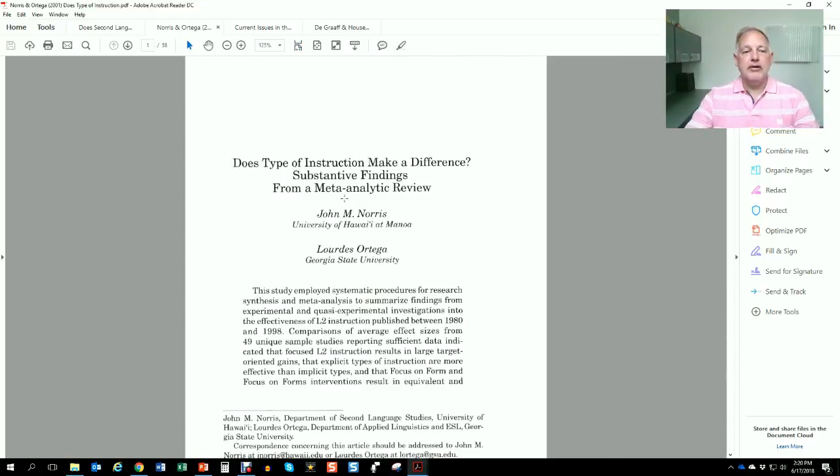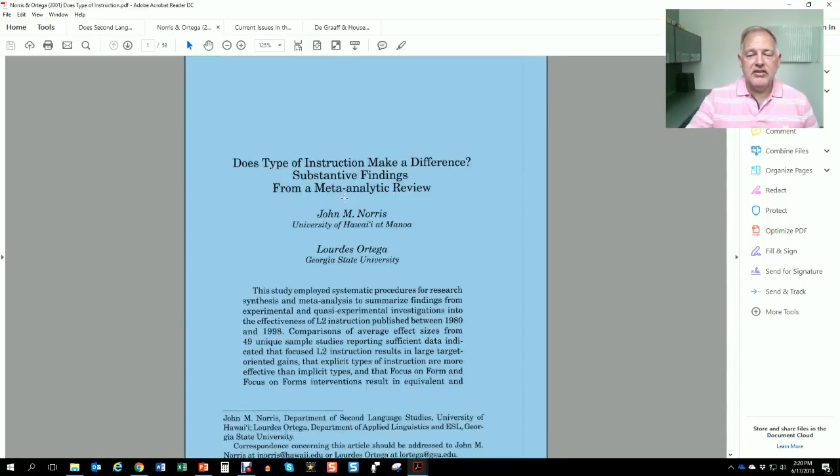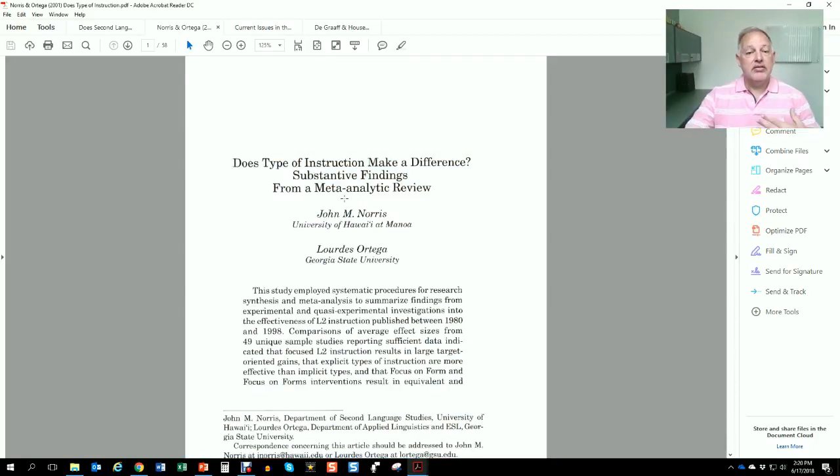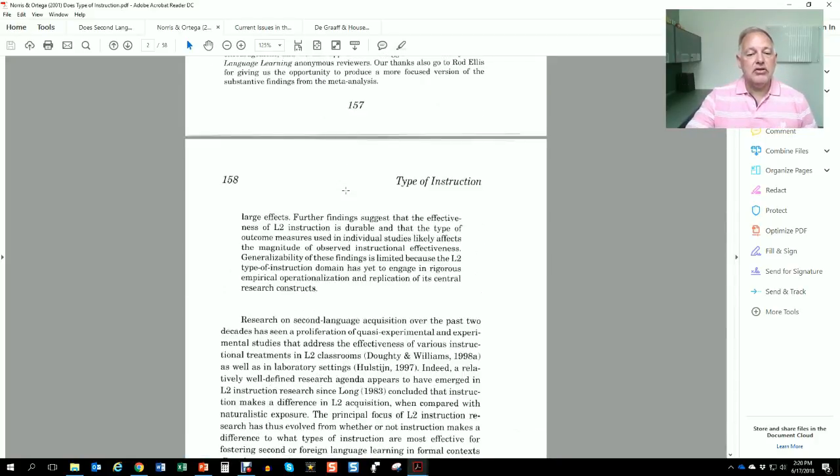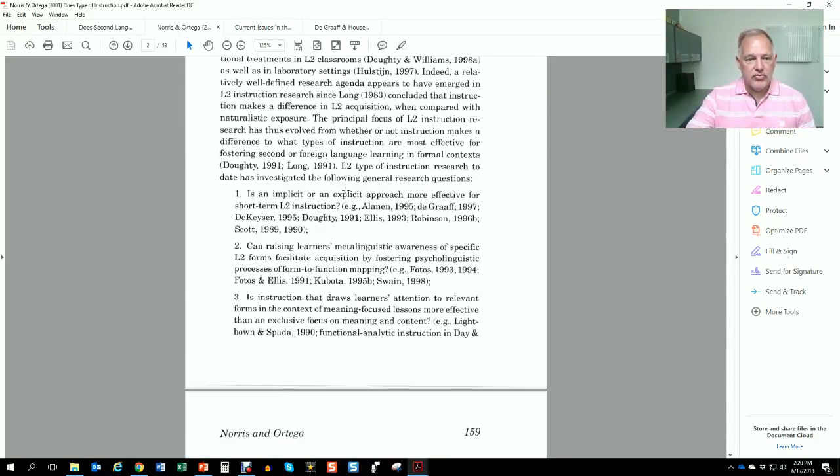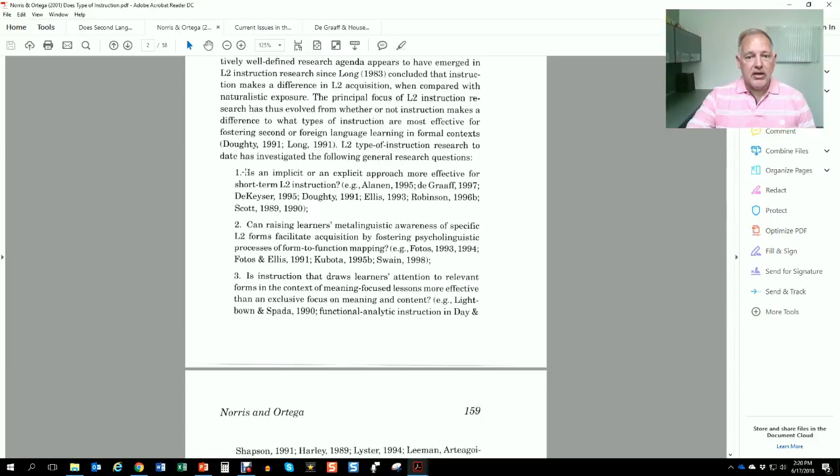Another very, what's the word, comprehensive look at this. The original article that this is based on is over 100 pages by John Norris and Lourdes Ortega, University of Hawaii and Georgia State at the time. I think this was 2000, 2001. Does type of instruction make a difference? They looked at some interesting research questions, right? Some of these terms we've been talking about.